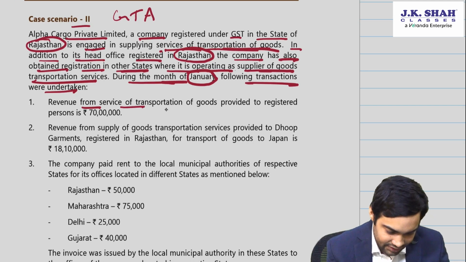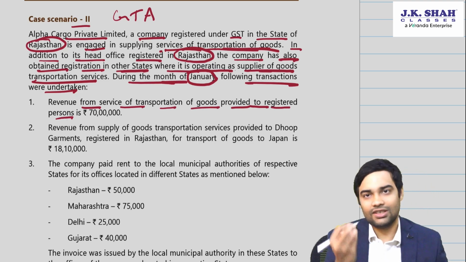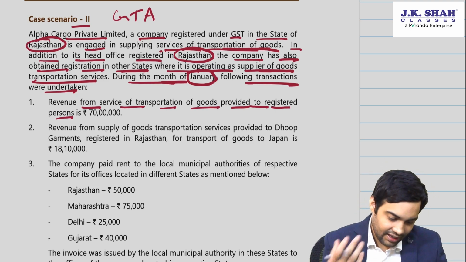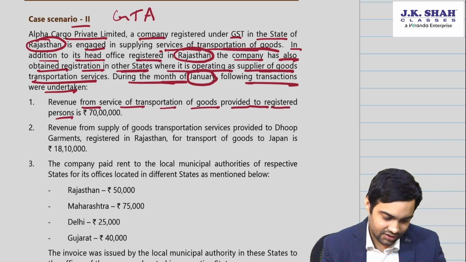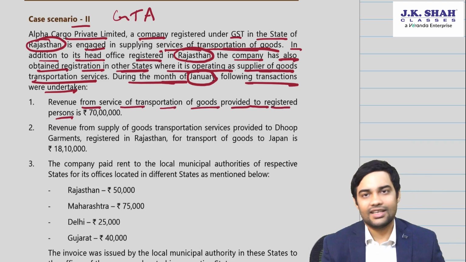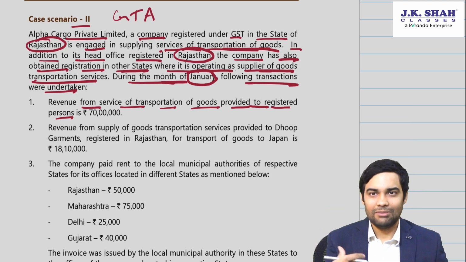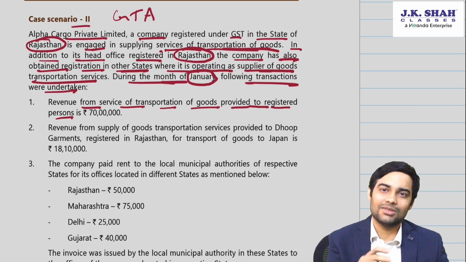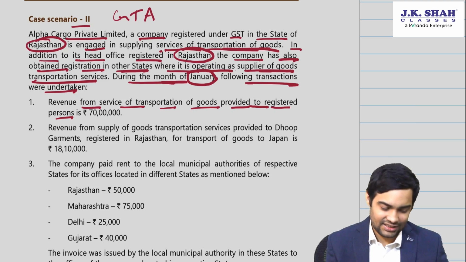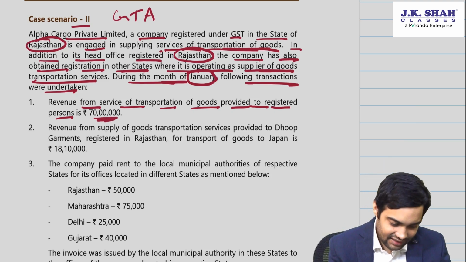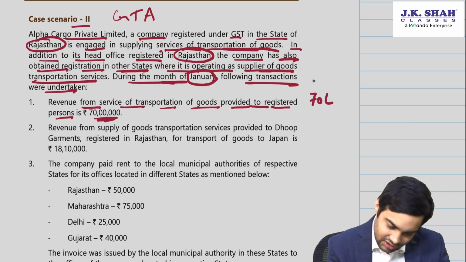Revenue from services of transportation of goods provided to registered persons. Obviously, it is taxable. Sir, but has GTA opted to pay under forward charge? Obviously, we are calculating the output tax. So the underlying assumption would be, there might be a statement also at the end, but the underlying assumption would be that to calculate output tax, we will have to assume, if nothing is mentioned, that GTA is opting to pay under forward charge. 70 lakh. So on this 70 lakh, will you discharge output? Yes, this will come in output calculation, 70 lakh.